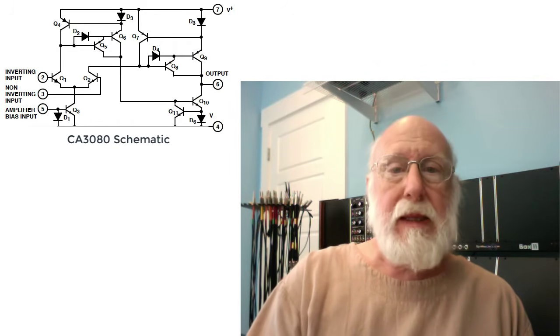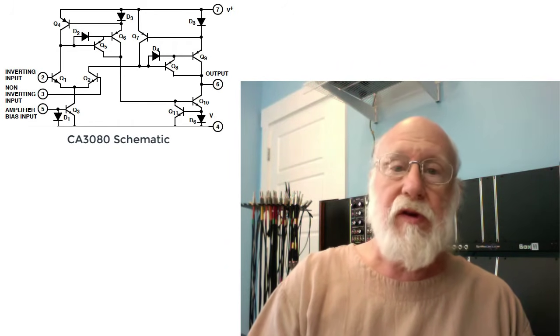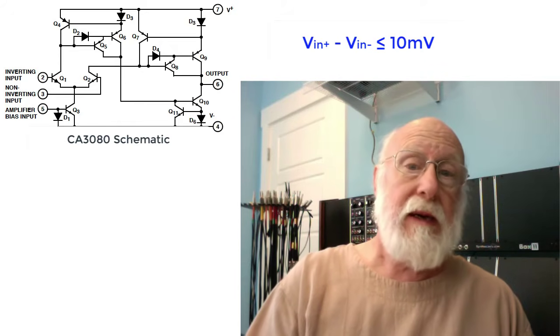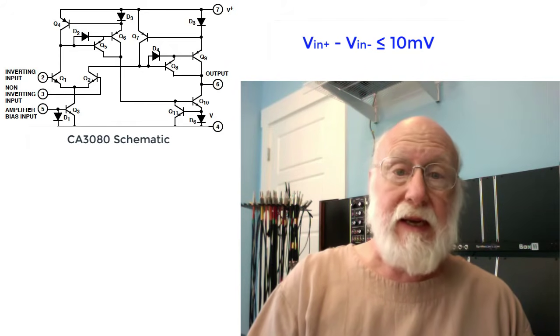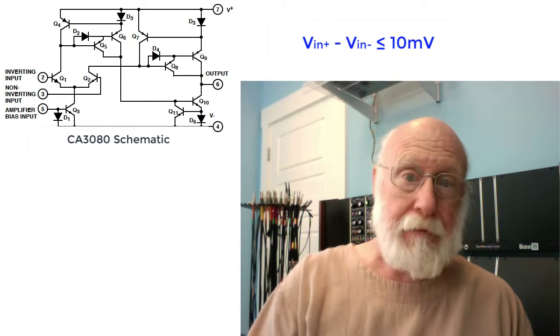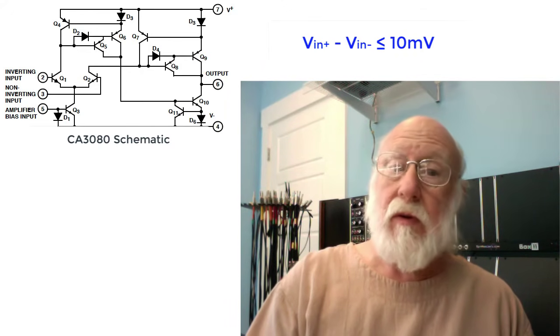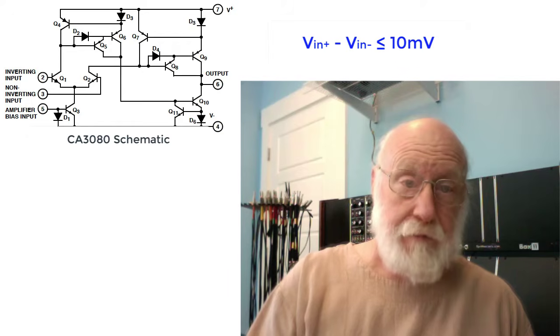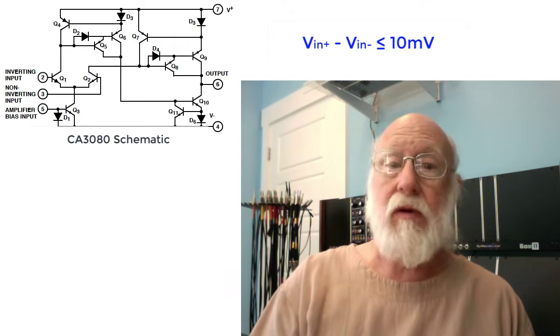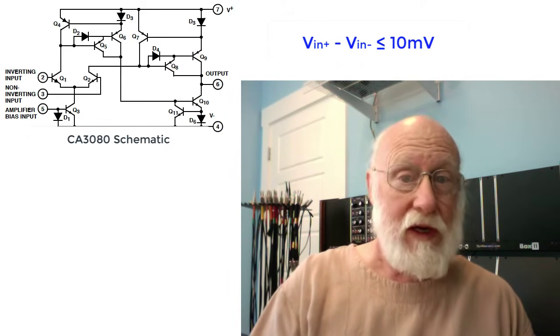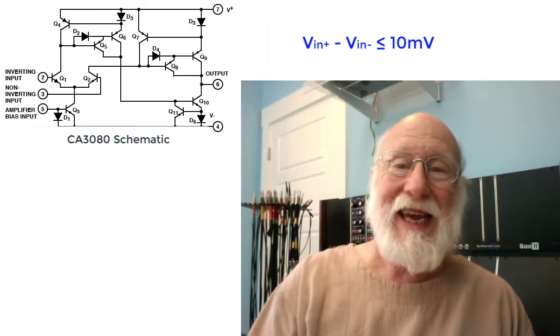One of the major limitations of the CA3080 and some of the other early OTAs was that you had to limit the differential input voltage to about 10 millivolts in order to maintain linearity. Now that's pretty small, and it can wreak havoc on your signal to noise ratio. Despite this, you can build some very useful circuits using the CA3080.